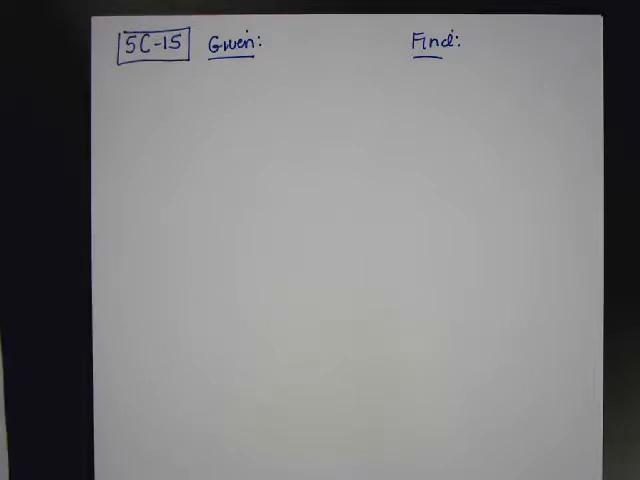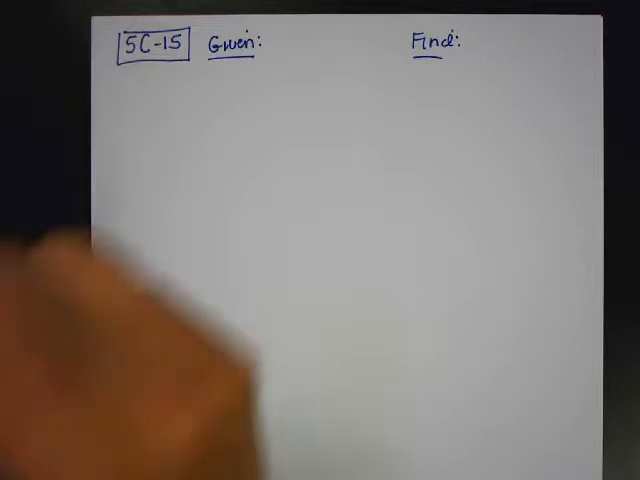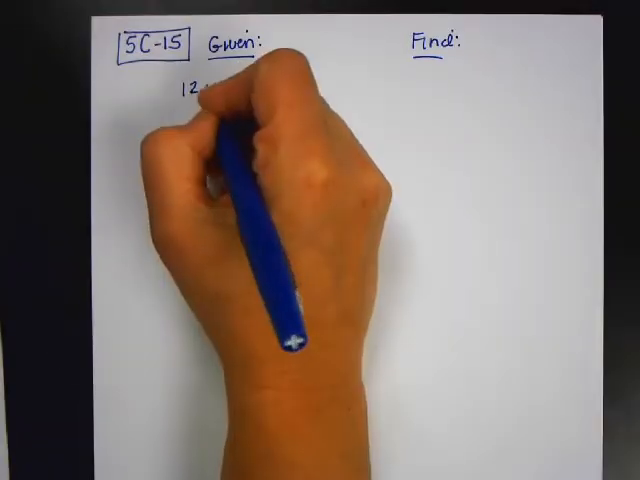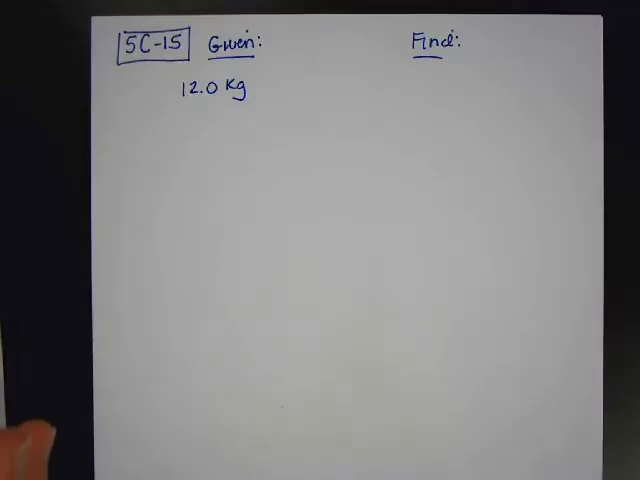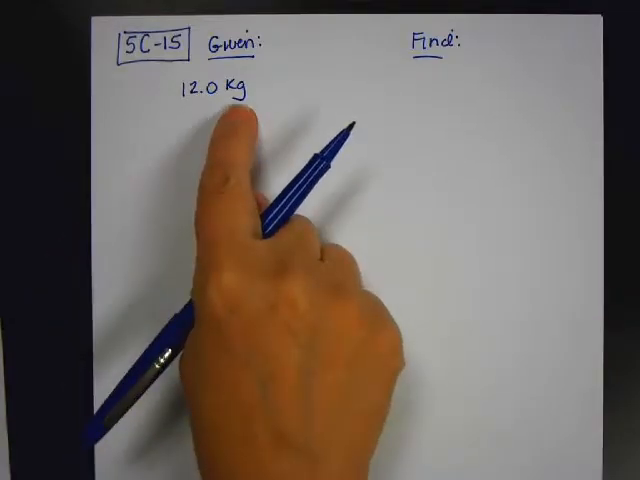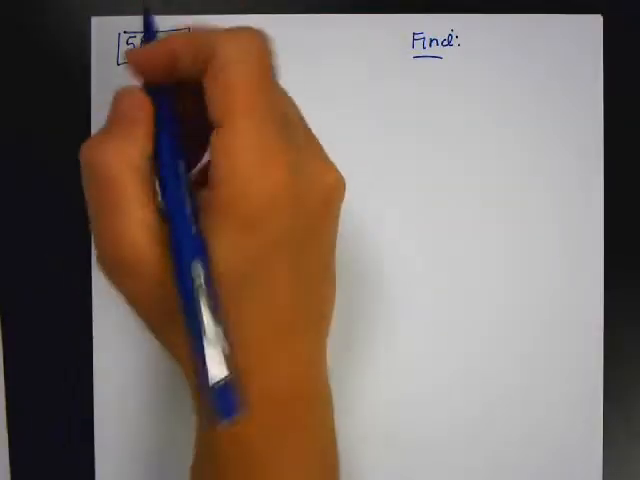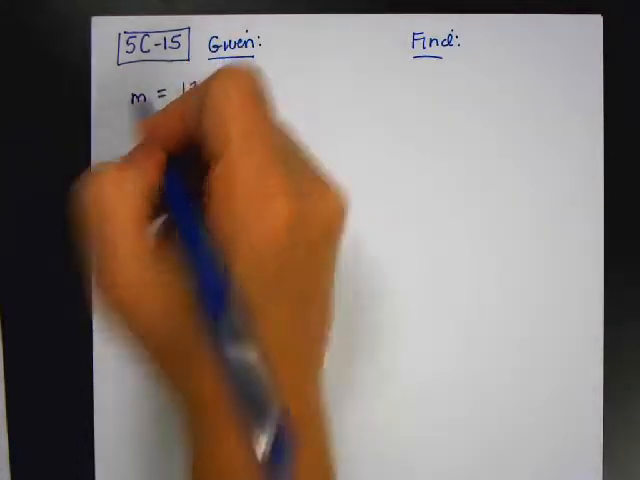It says a rock climber wears a 12 kilogram backpack. So in my given, when I write the 12 kilograms, if I'm not sure what that is describing, the backpack, I look at the unit. This is kilograms. Kilogram measures mass, not weight.